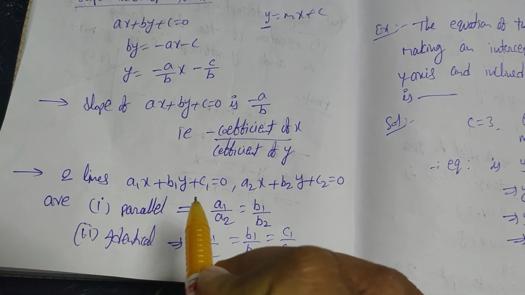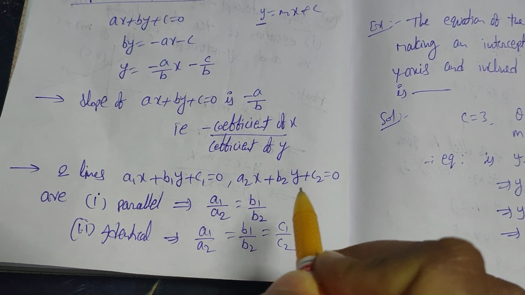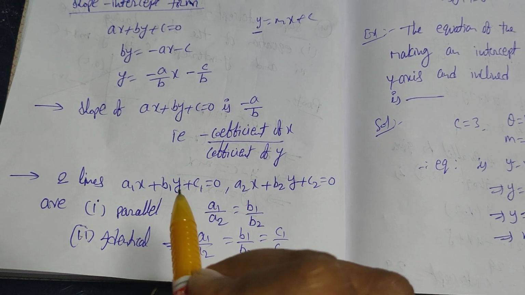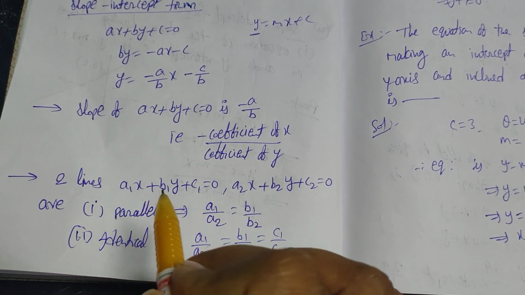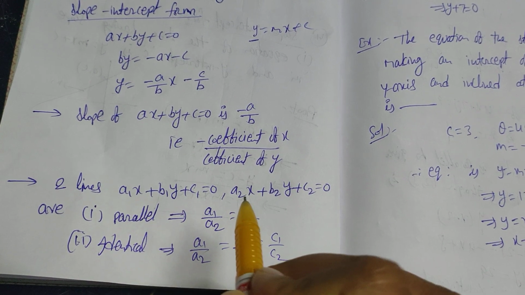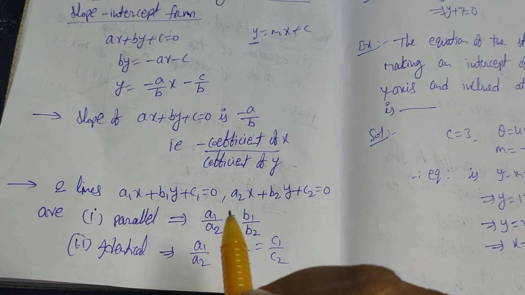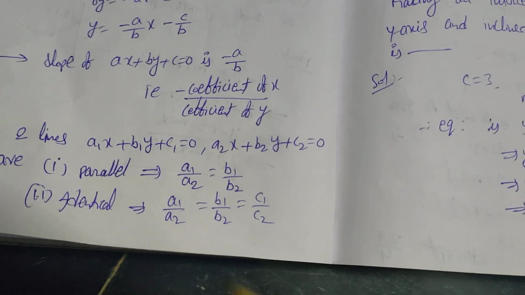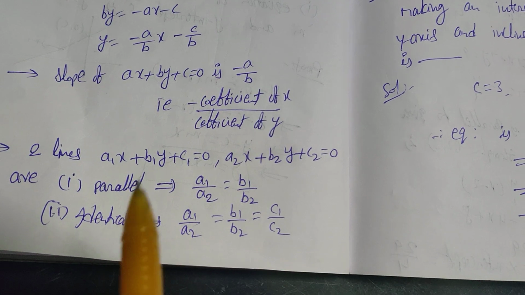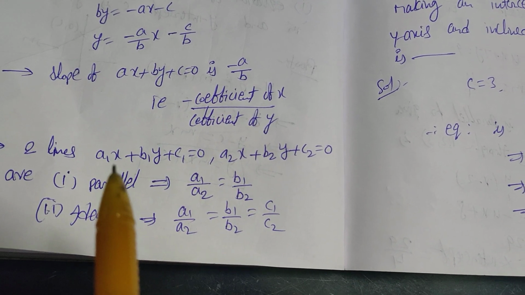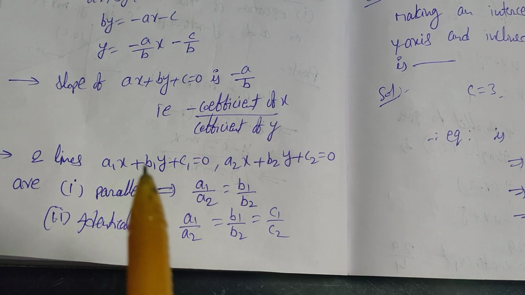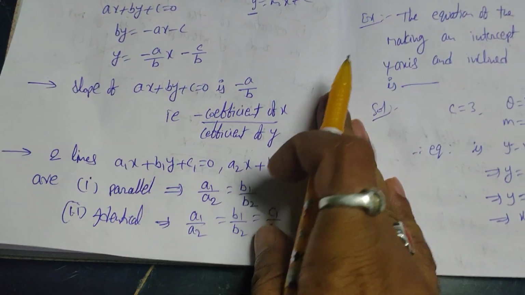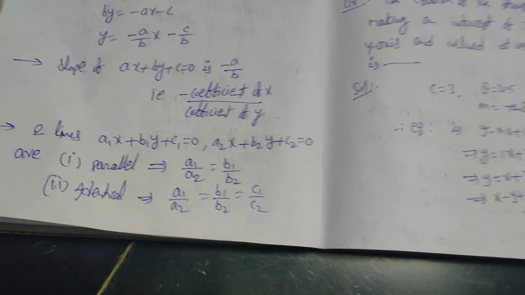Next one. Two lines a1x plus b1y plus c1 is equal to 0 and a2x plus b2y plus c2 is equal to 0 are parallel. Parallel means their slopes are equal. That means minus a1 by b1 is equal to minus a2 by b2. Both sides, minus minus get cancelled. We have a1 by a2 is equal to b1 by b2. Next, we already know about identical lines. Two lines are identical means their corresponding coefficients are in the same ratio. That means a1 by a2 is equal to b1 by b2 is equal to c1 by c2. You know about this one from 10th class only.